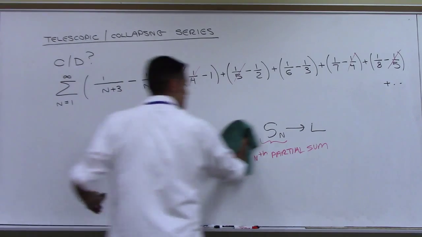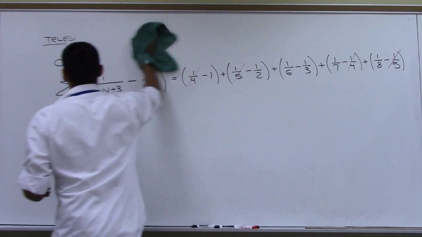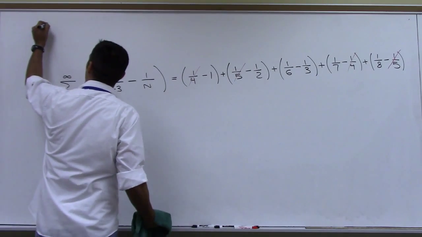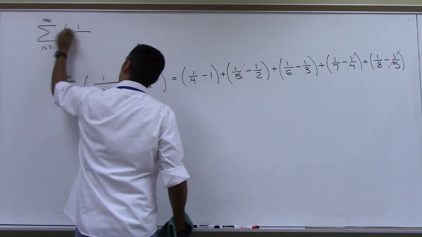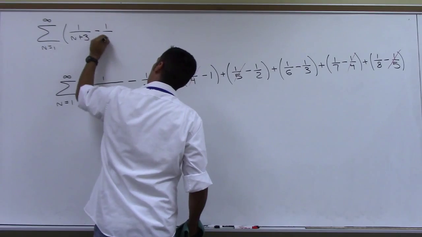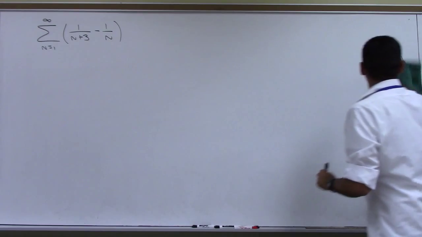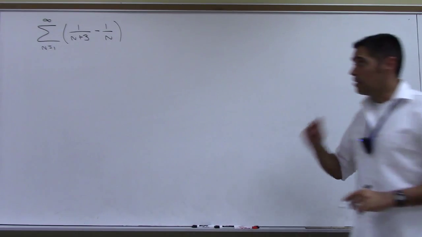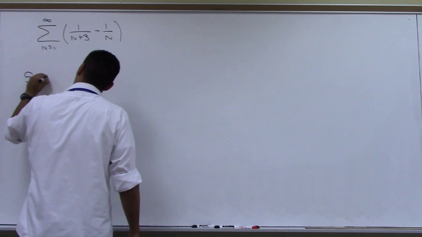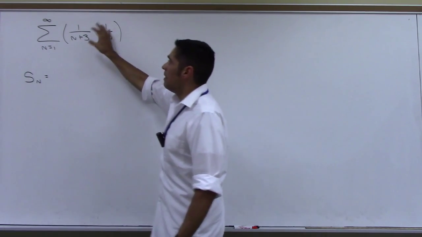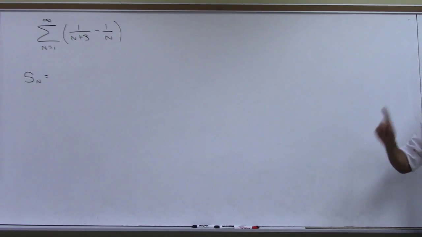I need a little more room, so let's see what I can do. Let me rewrite the series up here, so that way I can refer back to it. Here was the series. And we already know that we get cancellation, right? Yeah? So now I'm going to write down what S sub n is. S sub n is what I get when I start adding these up and stop at n. All right, when I stop at n.